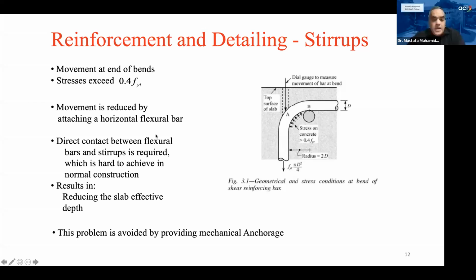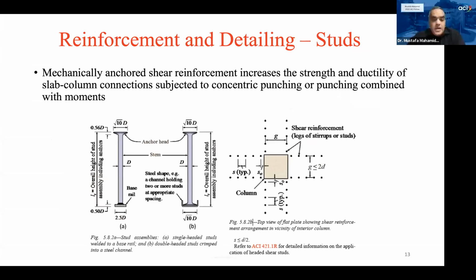Using headed studs like this will provide the right anchorage at the top, will not affect the negative reinforcement at the top of the slab, and it's the most effective type of reinforcement that can be used for punching shear. This is the arrangement of this and the feet.